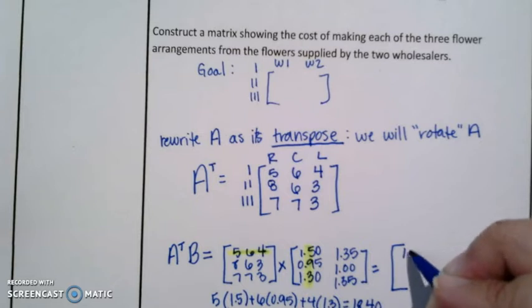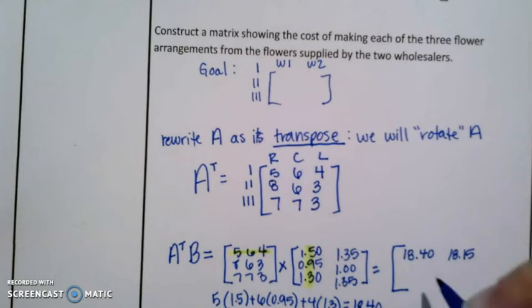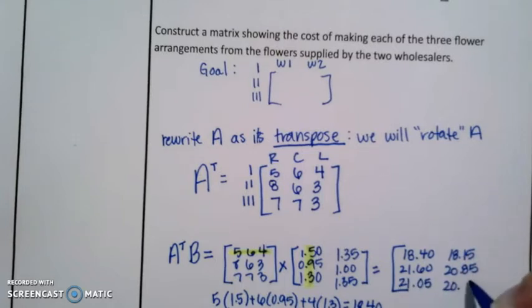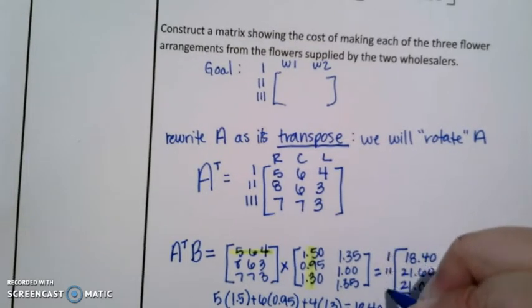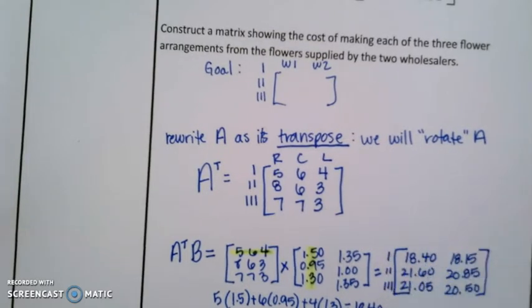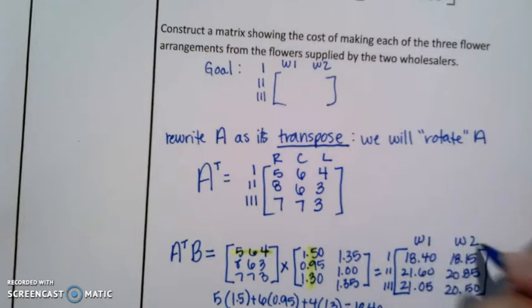Okay, and our resulting matrix should be $18.40, $18.15, $21.60, $20.85, $21.05, and lastly $20.50. So this is our 3 arrangements from wholesaler 1 and wholesaler 2.